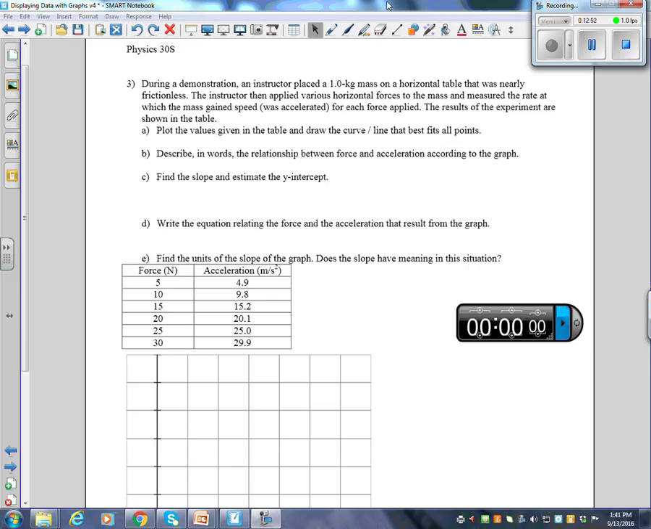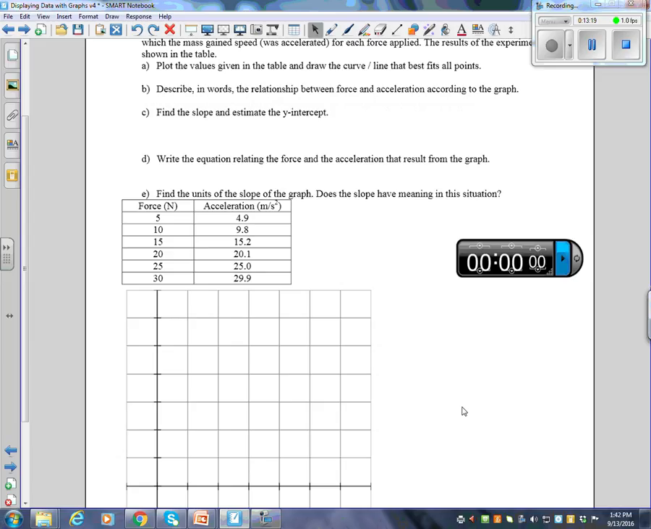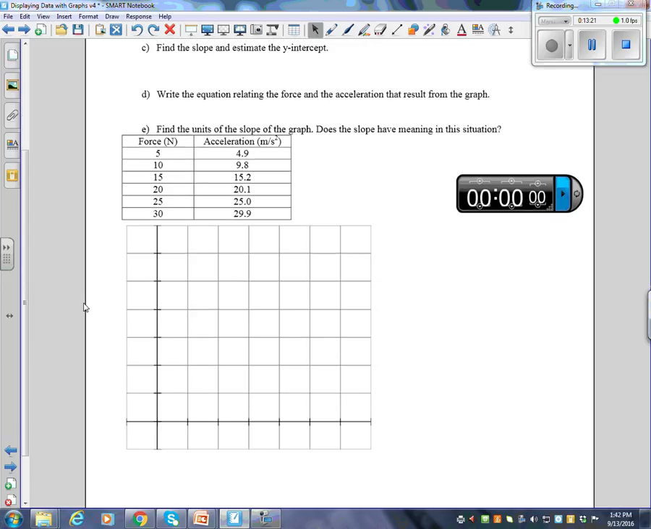During the demonstration, an instructor placed a 1 kilogram mass on a horizontal table that was nearly frictionless. The instructor then applied various horizontal forces to the mass and measured the rate at which the mass gained speed, or was accelerated, for each force applied. The results of the experiment are shown on the table. So the teacher gave this object a push. What's the quantity that they have control over? The push or the acceleration? The push. So the push, the force, is the independent variable and goes down here. And the acceleration is what is measured, and it goes here.